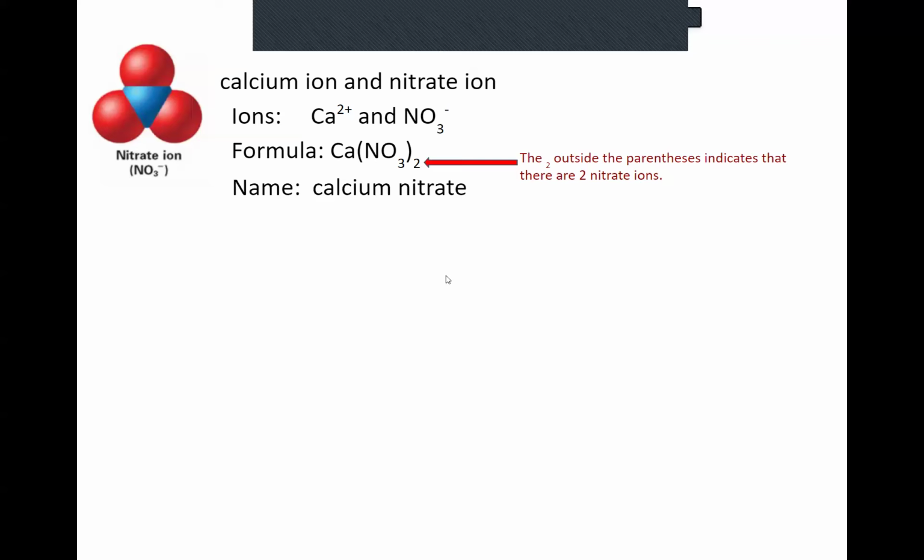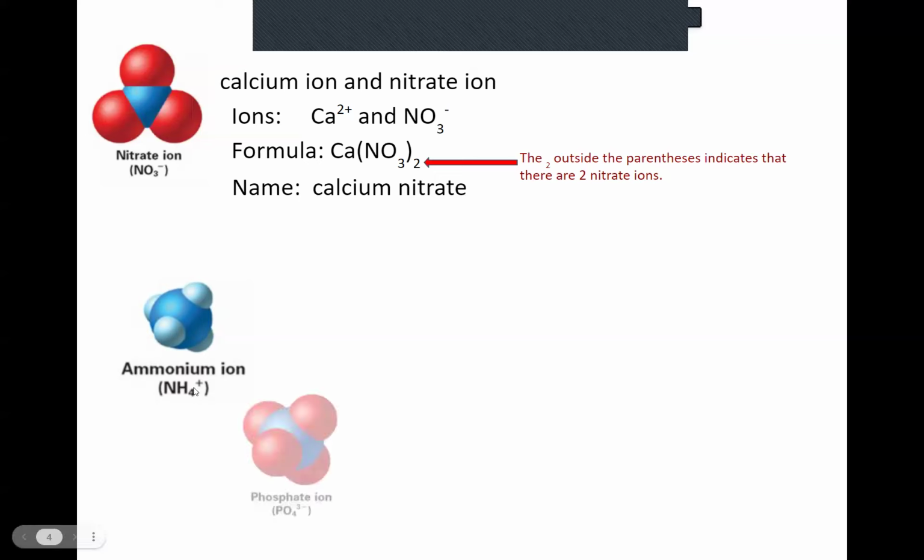You might encounter a situation where there's a transition metal, just like we did with binary ionic compounds, and you would indeed need a Roman numeral to indicate the charge on that transition metal. Let's take a look at this one. Ammonium is a positive polyatomic ion. Most polyatomic ions are negative. I'll show you a list in just a minute. But there is one very common positive polyatomic ion, and that's ammonium, consisting of one nitrogen and four hydrogens and carrying a 1 plus charge.